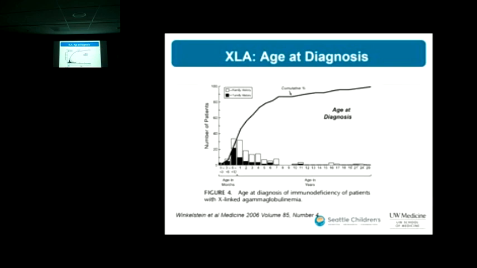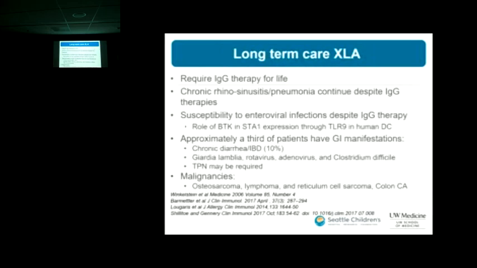So one of the key questions now, as we've made the diagnosis of all these children who are in their 40s and 50s now, is what are the long-term outcomes for XLA, and what is it that you need to recognize? These patients will need immunoglobulin for life. One of the biggest problems is that chronic rhinosinusitis and pneumonias continue to be a problem for these patients.